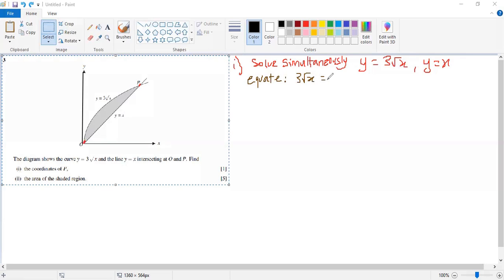So 3 root x equals x, because both are equal to y. So I just equate the y part and the x. Then please do not cancel out the x. That's a common mistake when they do this kind of thing. So 3 root x minus x, bring it to one side. What can be cancelled out can be factored. Factor out root x, because that's the lowest power of x. So this becomes root x times 3 minus root x.